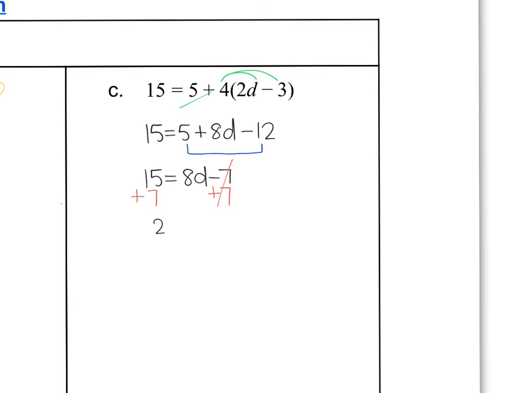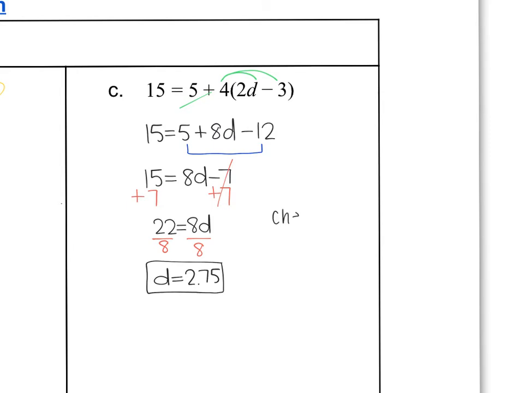So now I've got 22 equals 8d, and I'll solve that by dividing by 8. If you'd like to write that as a decimal, you can reduce it, but if you'd like to write that as a decimal, d equals 2.75.